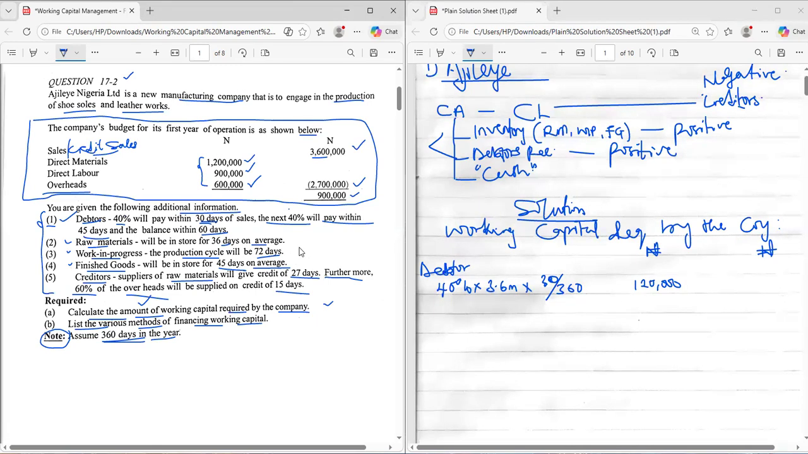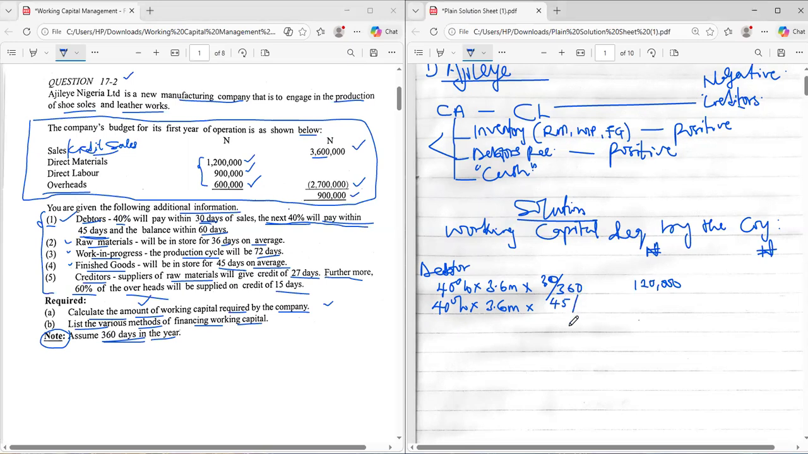Professional students, skills. This is ICAN. Hello, sir. Yes, go ahead. That would be 40% of 3,600,000 times 30 over 330. No, read it again. The next 40%. Okay, 40% of 3.6 million times 45 over 330.